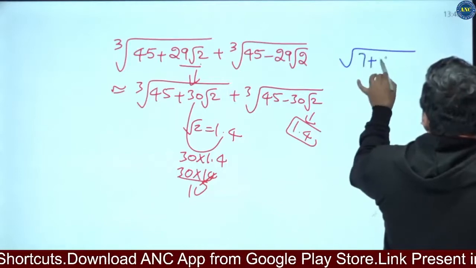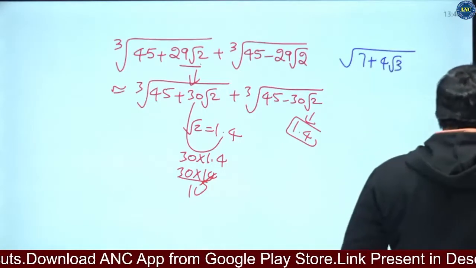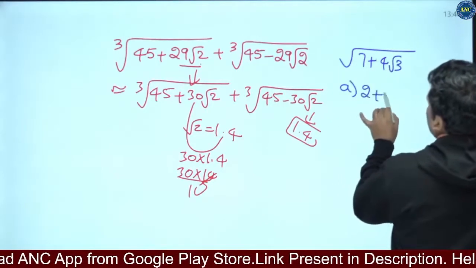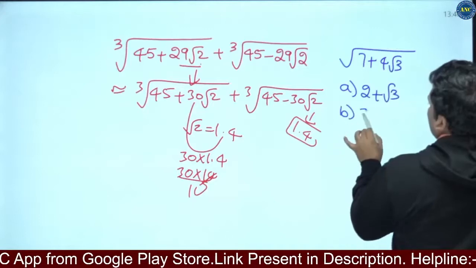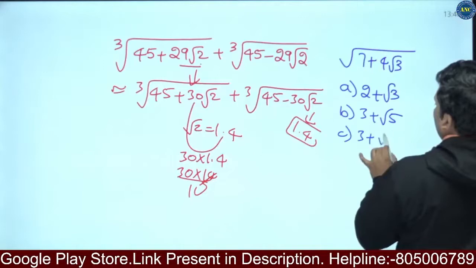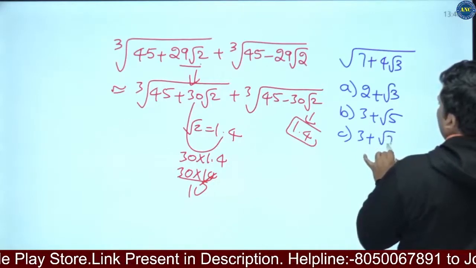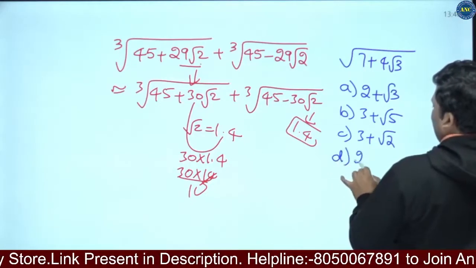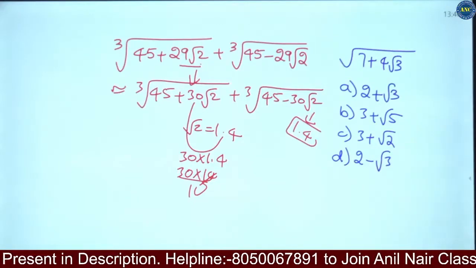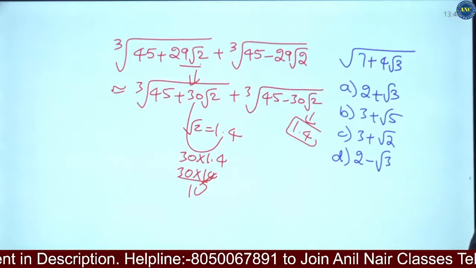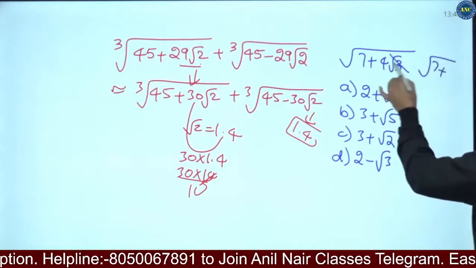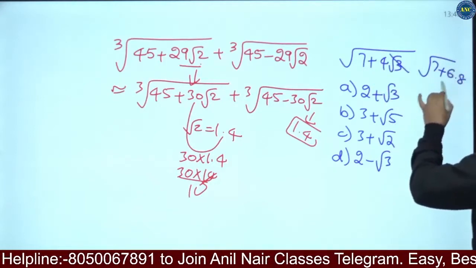root of 7 plus 4 root 3. If the answer options are like this, you can use the answer option elimination approach and you can get the answer. Root of 7 plus 4 root 3. Root 3 is 1.7. Root of 7 plus 4 into 1.7, 6.8.